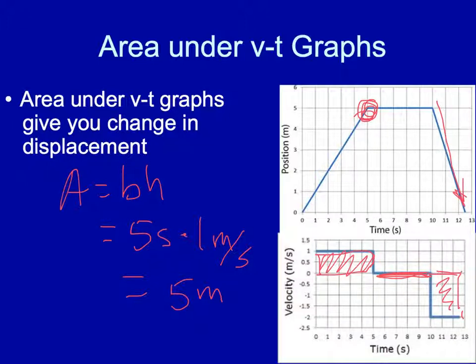So the area under a velocity time graph actually gives you the displacement. If you take a look at that, that's a very powerful thing, because the area under the curve of a velocity time graph can actually give you the displacement. Velocity time graphs are the best graphs ever.